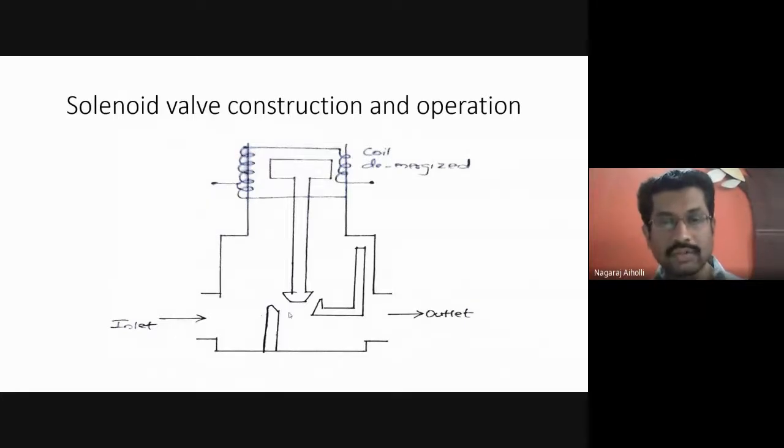Once the opening closes, there is no movement of the fluid from one end to another end. This is the inlet. So once this closes, there is no movement of the fluid from the inlet towards the outlet. So this is during the de-energized position, when the coil is de-energized. Okay, that is when there is no electrical energy applied. It is in normal position.